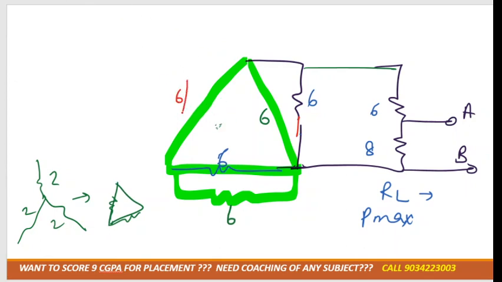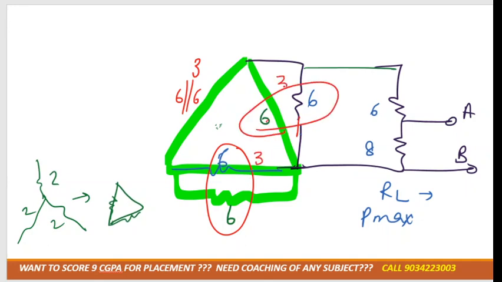Now it will become 6 parallel 6. 6 parallel 6 is 3. Similarly, this is also 6 parallel 6, which is 3. This is also 6 parallel 6, which is 3. Okay? Any doubt up to here?